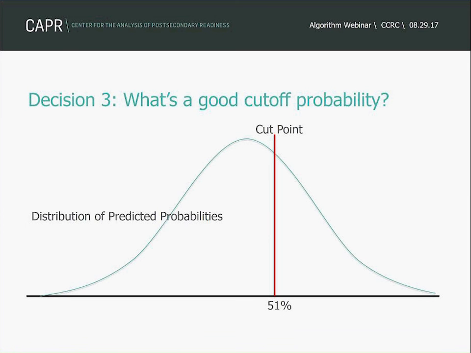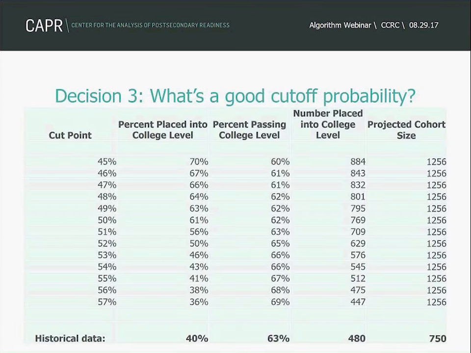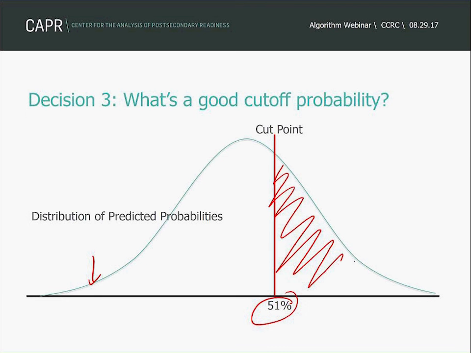Yeah, all right. So I'll just finish up with, I think this is actually probably the last really important point. Decision 3 is choosing a good cutoff probability. You might get a whole bunch of predicted probabilities here, which represents this distribution. And then you've got to choose some sort of cut point, this 51% as just an arbitrary example. Everybody with a score of 51% and above gets placed into college level here.